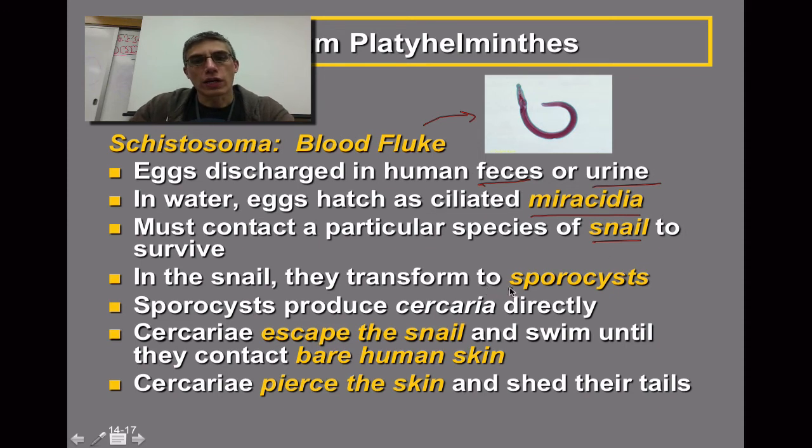Once they're in the snail, they're going to transform to sporocysts, and these sporocysts are going to produce cercariae directly. In this case with the blood fluke, we do not have that redia stage. In the human liver fluke, we had the redia stage that was an intermediate between the sporocyst and the cercaria, but in this case we don't have that. So the cercariae are going to escape the snail, and they're going to swim until they contact bare human skin. Normally they're going to find their way into the human through the sole of the foot or maybe the ankle. The cercariae are going to pierce the skin, and then they're going to shed their tails.